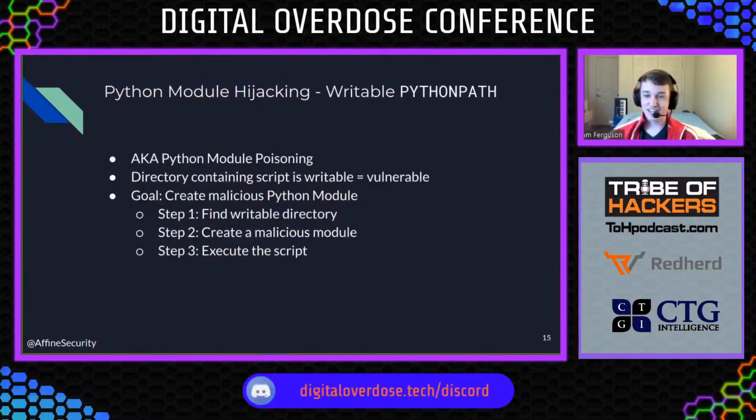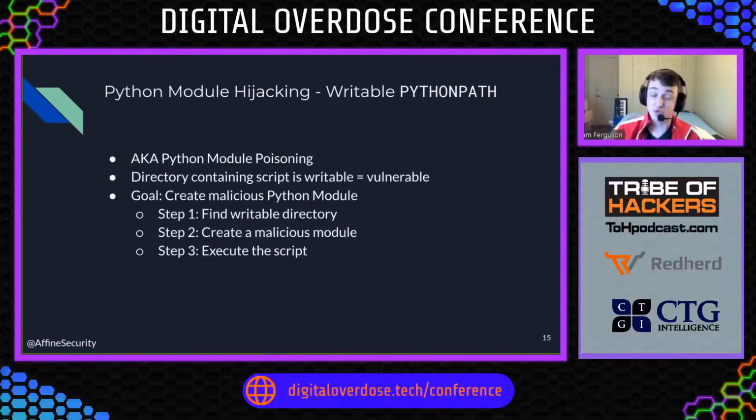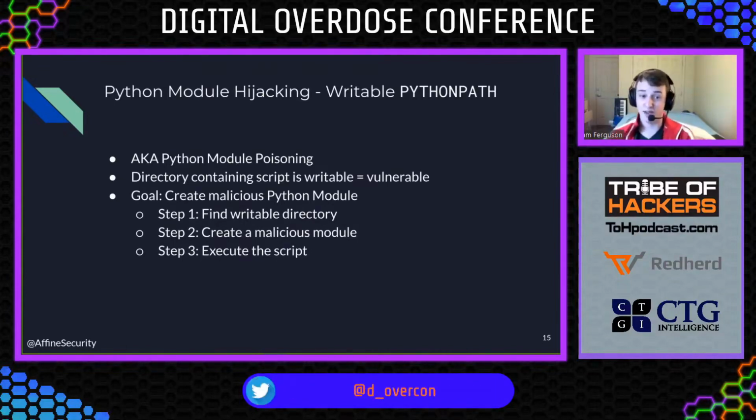So, Python module hijacking part 2: writable Python path. You may hear this referred to as Python module poisoning. It's another name that I might mention, but writable Python path and module poisoning are the same thing. As I mentioned earlier, Python will look through the path first to find any modules. If anything in the path is writable, for example the directory the script is run from, we could make a malicious, poisonous module there and have Python import it directly from there.